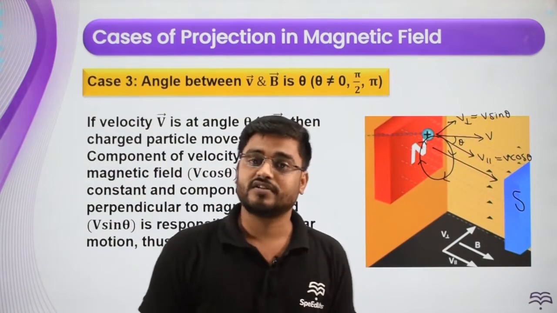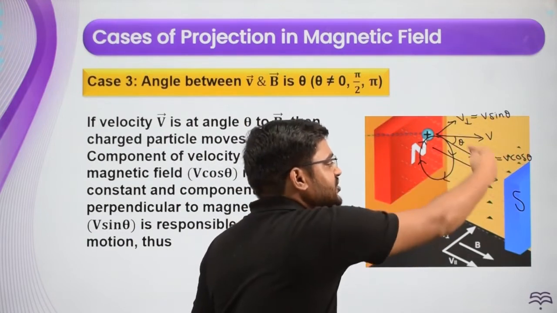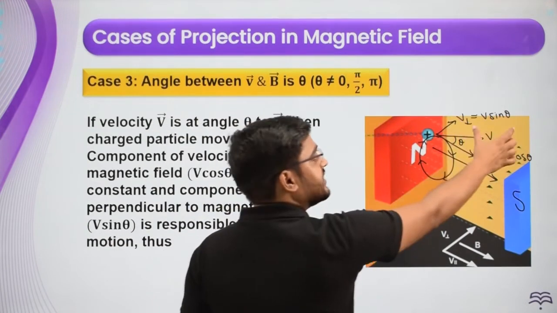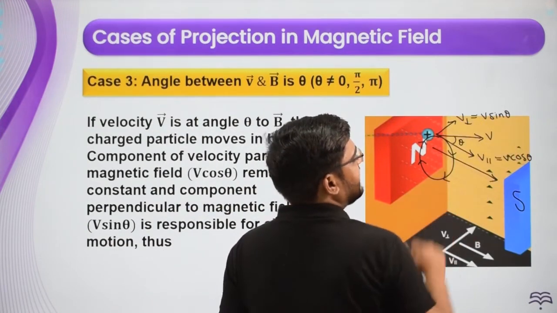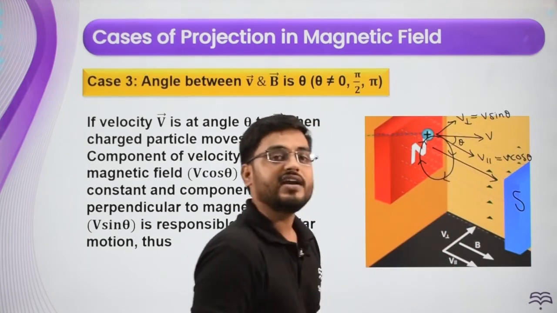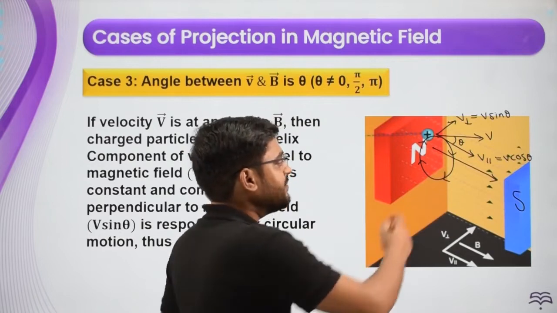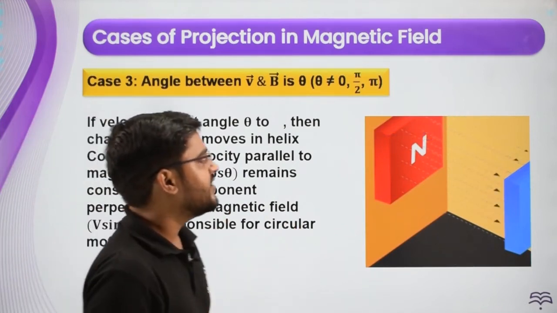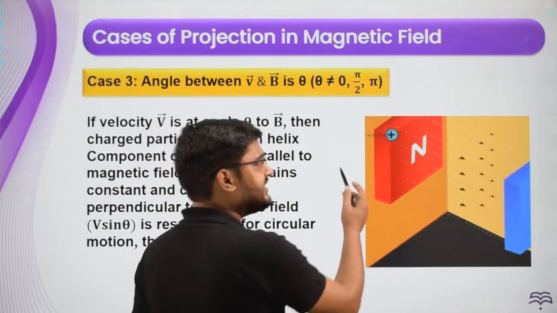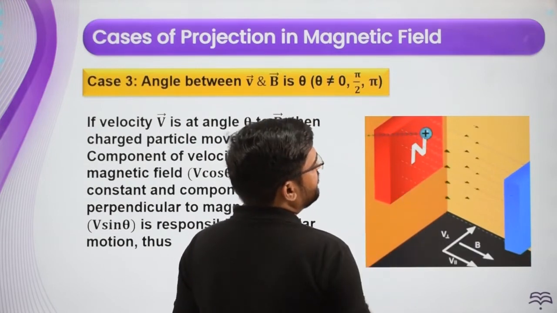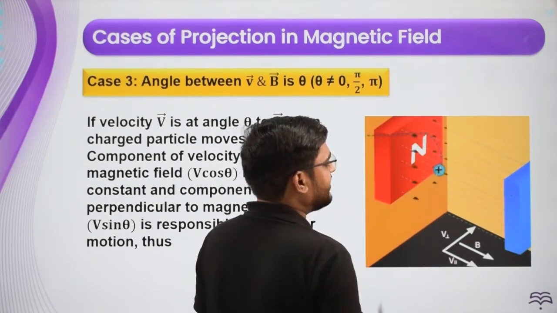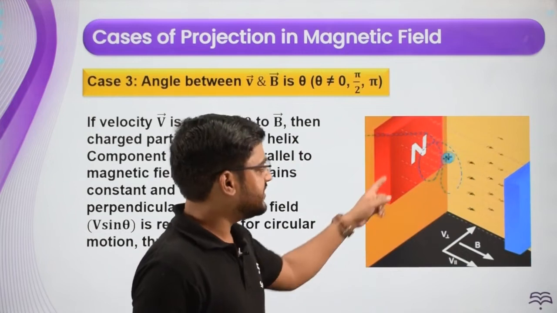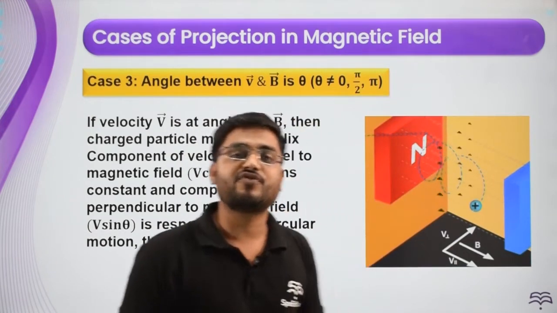What is the resultant motion? The resultant motion is a spring-like motion. It will perform the circular motion due to this v sine theta. The perpendicular speed will remain v sine theta, only its direction will be changing, and this v cos theta will remain the same. So it will perform a spring-like motion called helical motion. The particle is entering, and due to v perpendicular and v parallel it performs circular motion as well as moving forward. This is the helical motion which the particle is performing.